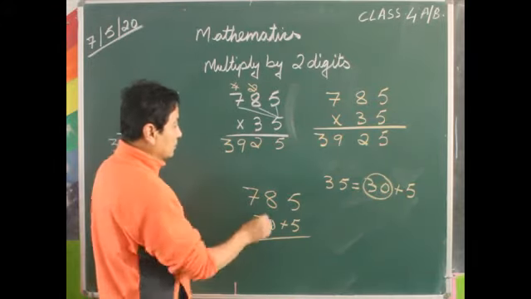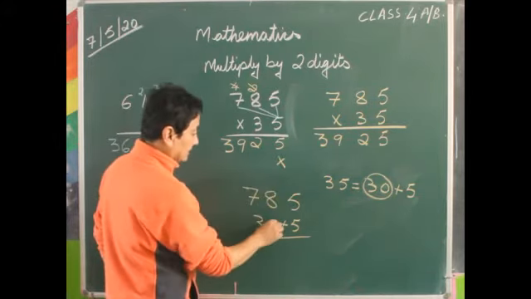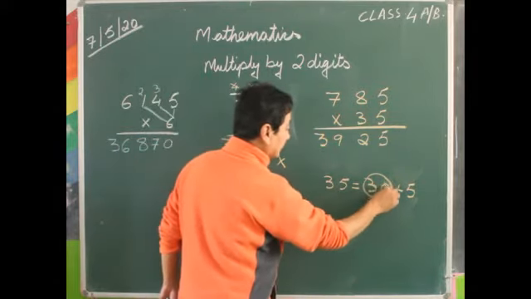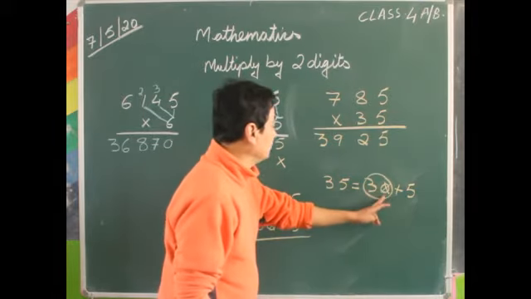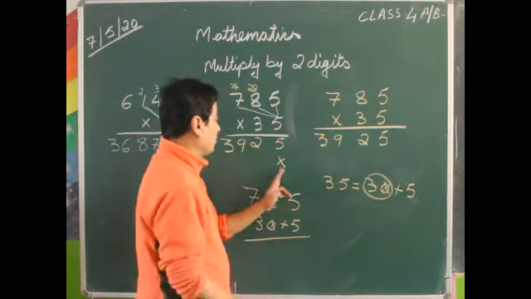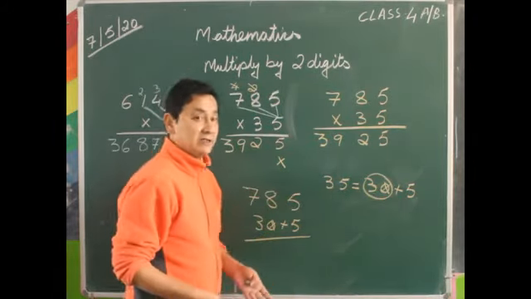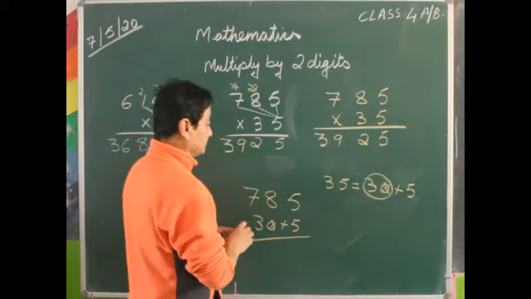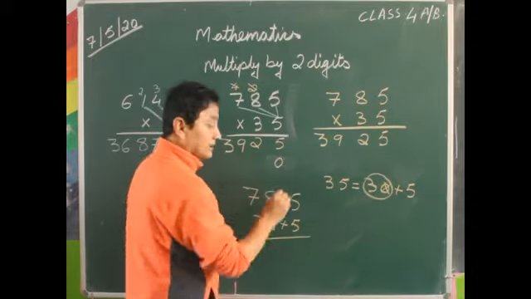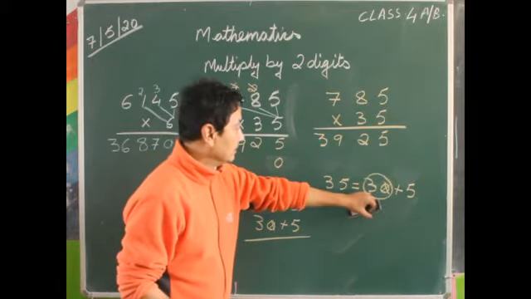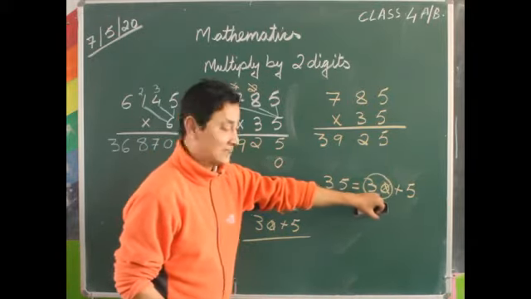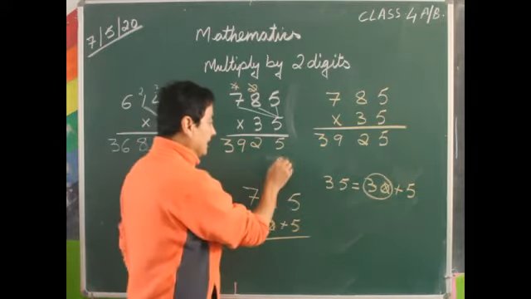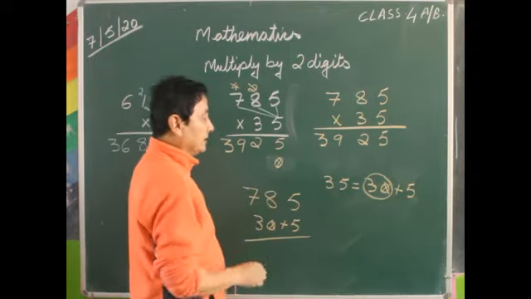Now why we put a cross here is for this 30. When we put a 0 or a cross here, it means we just have to multiply with 3. We can put a 0 because 3 0 is 30. But most of the time what we do is we put a cross. So you can put a cross or a 0.